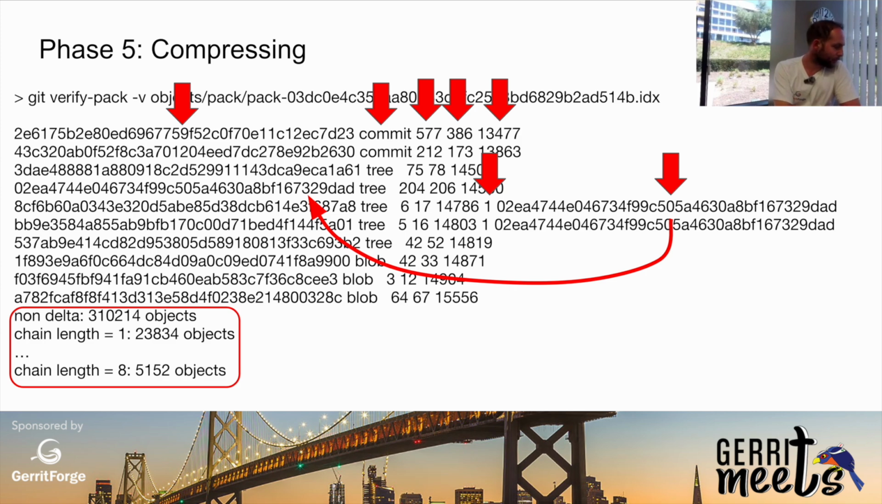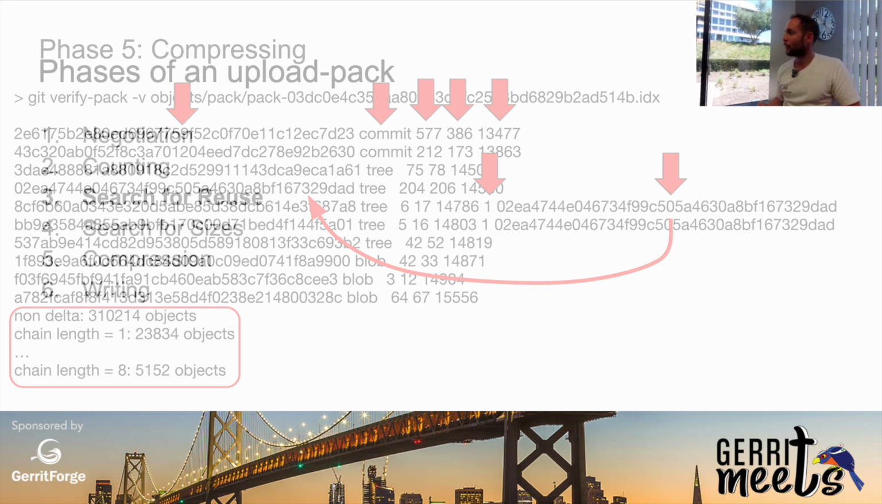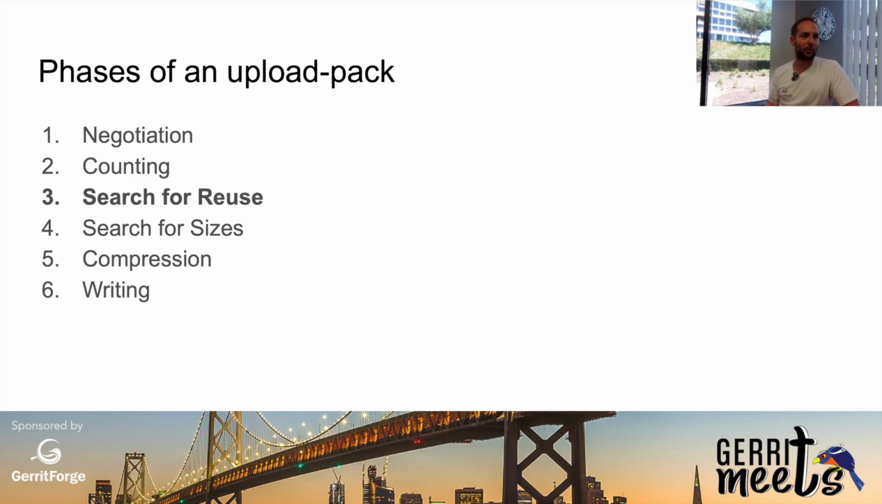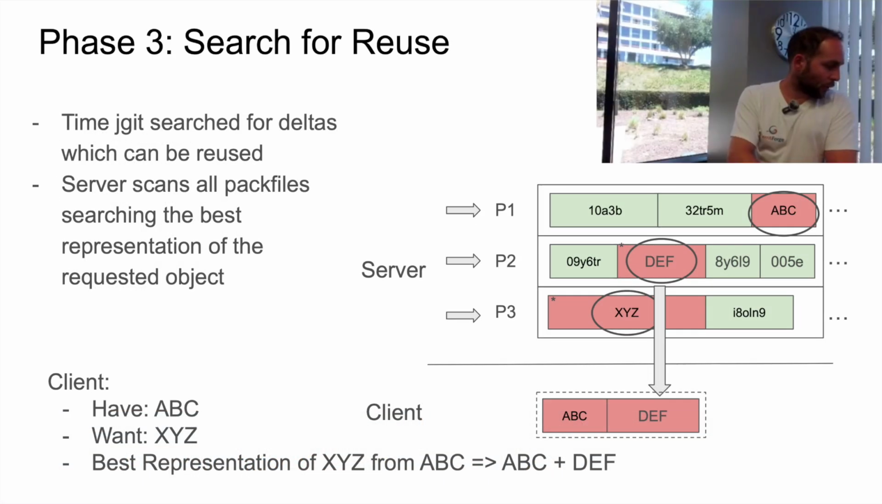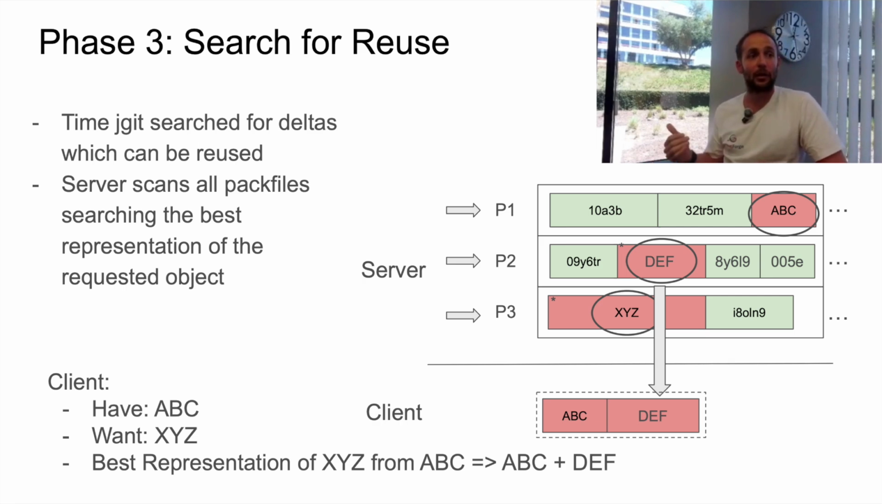Thanks, Ponch. Now, back to the search for reuse, which is a phase that we've optimized a lot. This is actually a quite complex phase, and I think it takes 90% of the execution time of a fetch. So optimizing this is where you're going to find the biggest wins. So it's the time that JGit searches for deltas that can be reused in the way that I just explained for the compression phase.